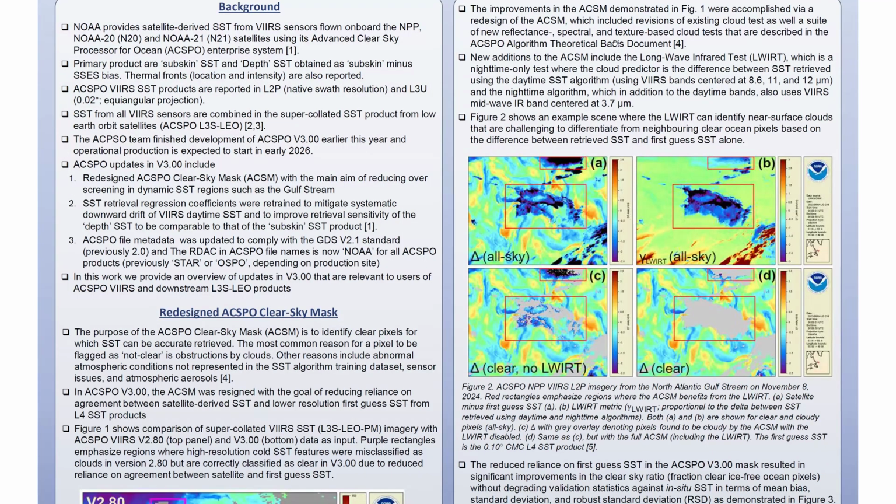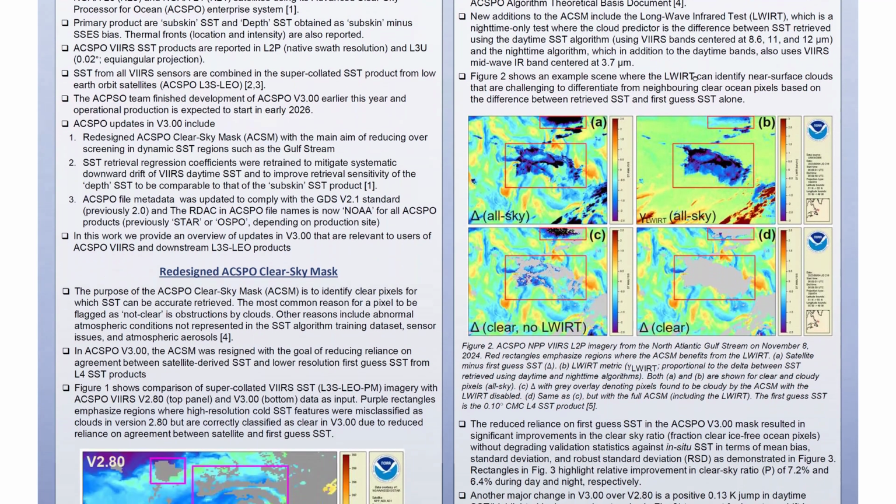The improvements in the ACSPO ClearSky mask demonstrated in figure 1 were accomplished via redesign of the mask, which included revisions of existing cloud tests, as well as a suite of new reflectance, spectral, and texture-based cloud tests that are described in the ACSPO algorithm theoretical basis document, or ATBD.